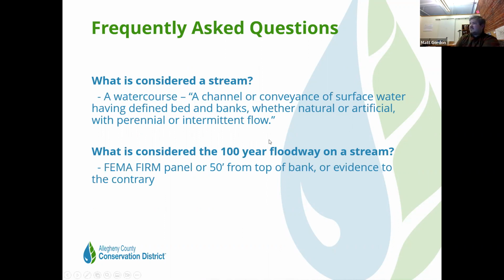What's considered the 100-year floodway on a stream? DEP and conservation districts will honor FEMA FIRM panels. If there's not a 100-year floodway delineated on a flood insurance rate map from FEMA, the rule by definition is 50 feet from top of bank in both directions, absent evidence to the contrary.